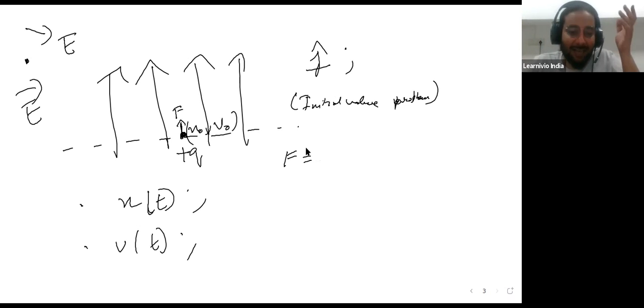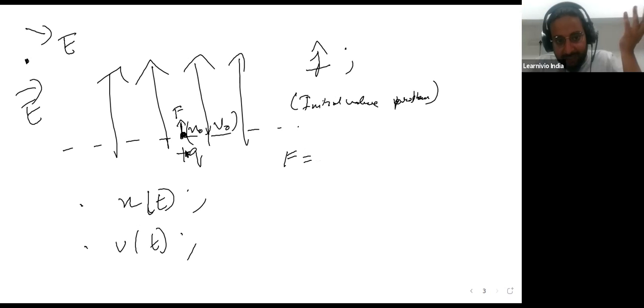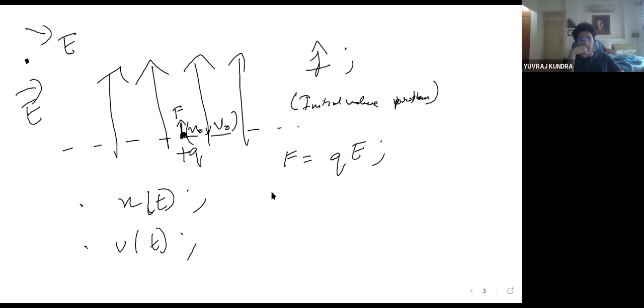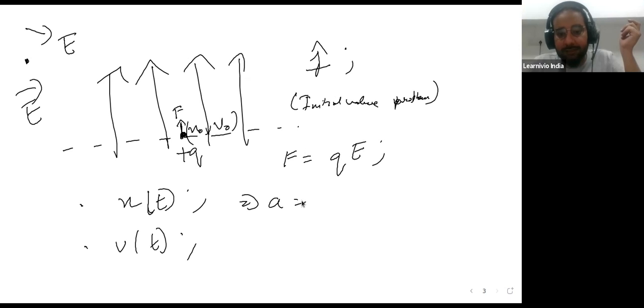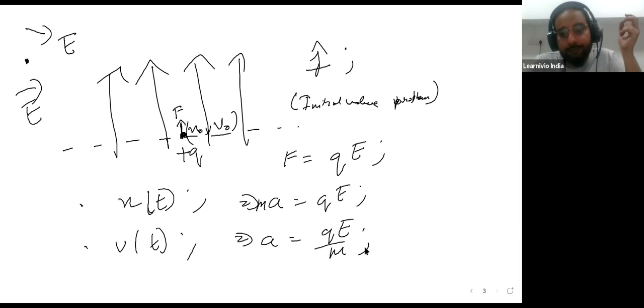what essentially is happening here is that you have a charge plus q, which is kept in an electric field. It's at some position x naught and moving with some velocity v naught. The force acting on this charge will essentially just be q times E, right? So force is mass times acceleration, correct? Which is just qE. So your acceleration becomes qE over m. Make sense?